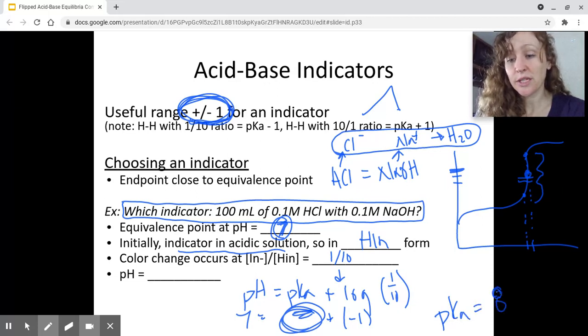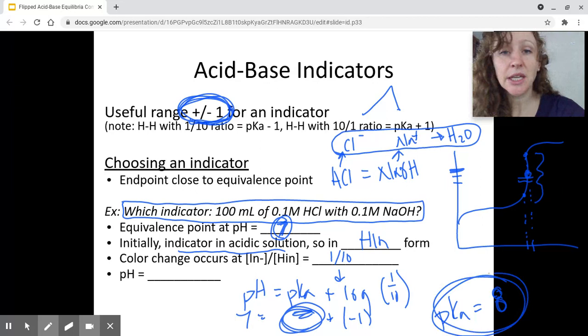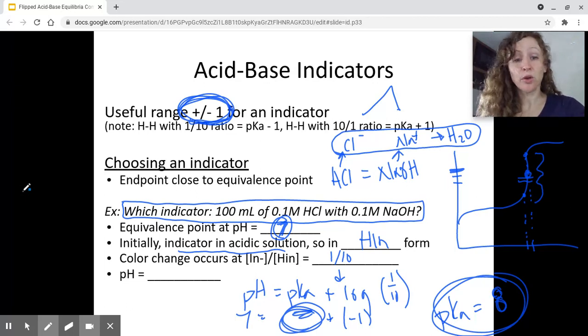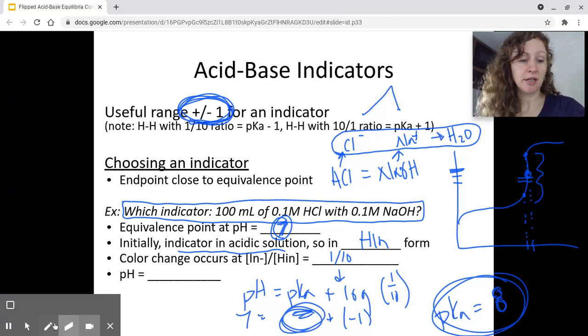So we want to choose an indicator that has a pKa around 8. And then we can just drop our indicator in and forget all about it until it changes color. So that is the process you would go through when you're choosing an indicator.